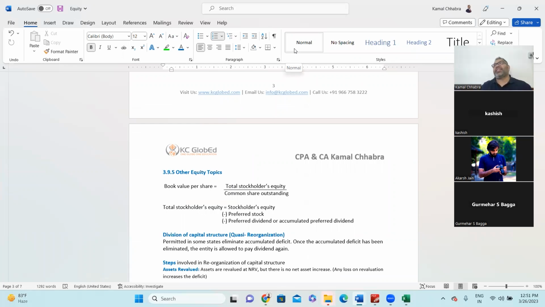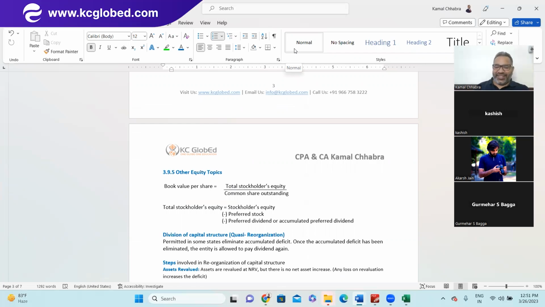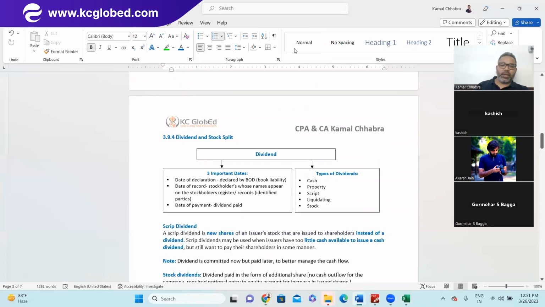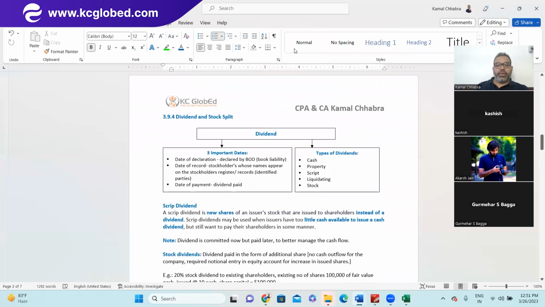If the company's market share is shrinking, then why would they pay a dividend? Right? So that is called a stock dividend.